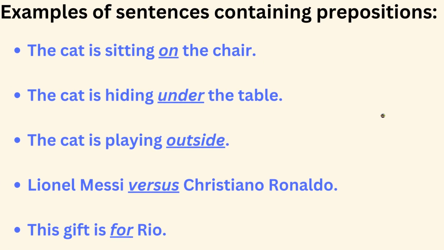Examples of sentences containing prepositions. The cat is sitting on the chair. Here, on is an example of preposition. The cat is hiding under the table. Under is an example of preposition. The cat is playing outside. Outside is a preposition.